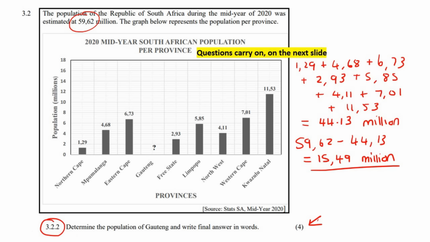And then they say, and write your final answer in words. So okay, that's actually 15,490,000. So you would say 15 million, and then 400. Whoopsie, 400, and why am I doing that?